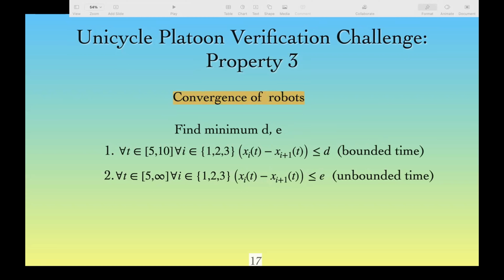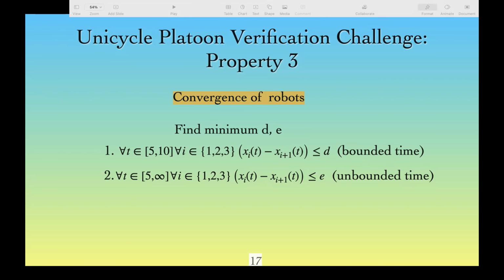The third property is that I want to verify the convergence of the robots, which means that I don't want the robots to drift too far apart from each other. If the robots drift too far apart, then maybe the communication links between the robots can break. So the feedback laws are designed in a way that the robots try to come together after some time, and then stay within a bounded distance at all later times.